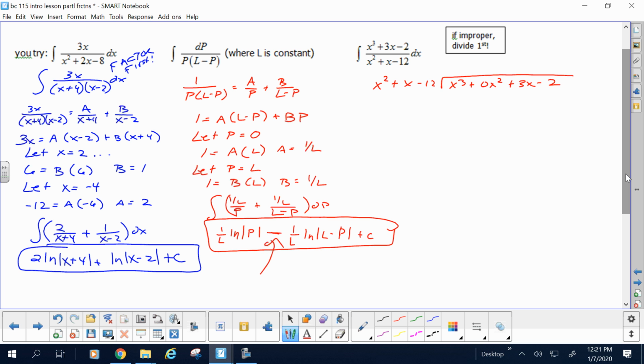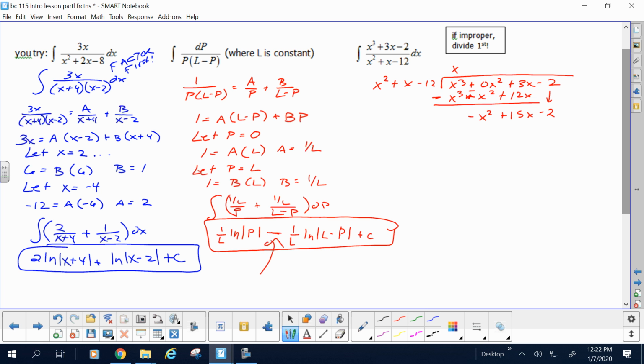Right? How many times does x squared go in x cubed? X times. Multiply, you get x cubed plus x squared minus 12x. Change signs. Draw the line. And you should gradually be working your way right in the dividend. So x cubed subtract away, you get negative x squared plus 15x. Bring down the minus 2. Are you with me? Okay.